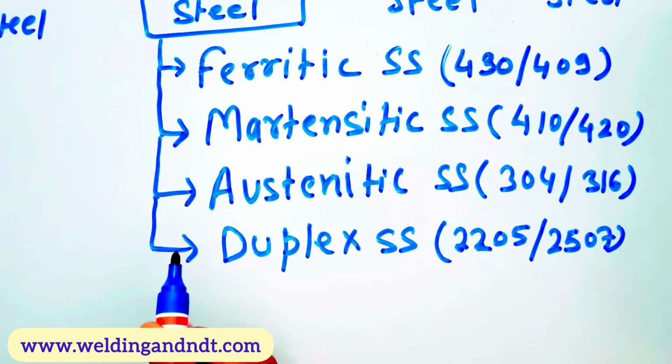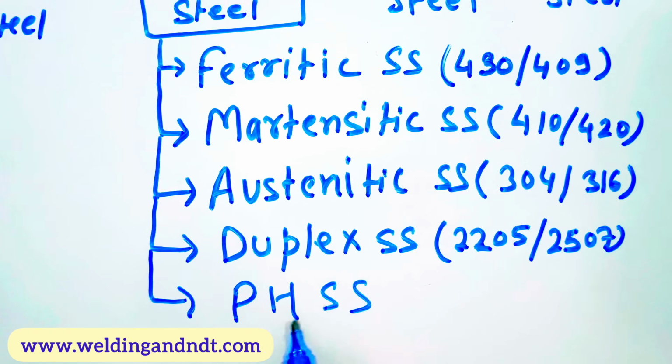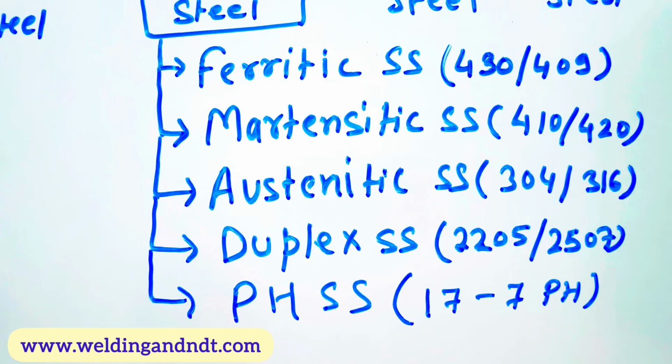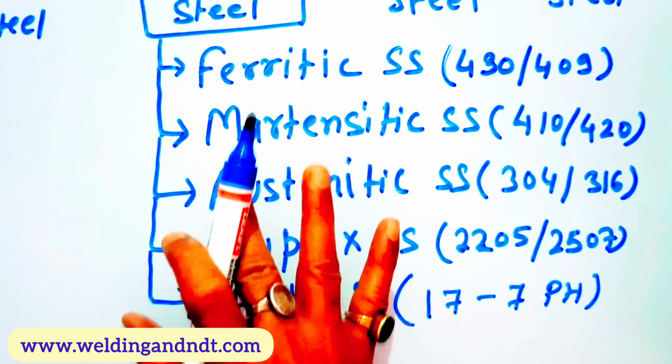Then you have finally precipitation hardening stainless steel. So P stands for precipitation, H stands for hardening. So this is precipitation hardening stainless steel, and in the precipitation hardening stainless steel you have 17-7 pH. So this is one of the specification material grades for precipitation hardening stainless steel. So now we have understood the stainless steel.